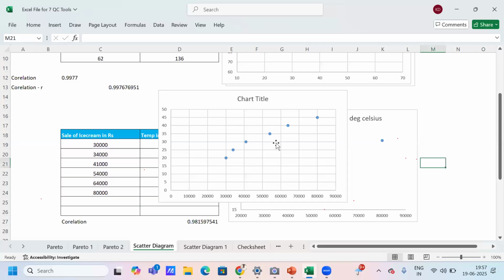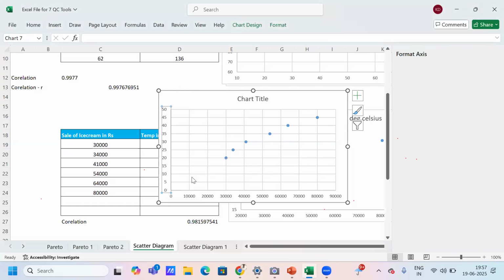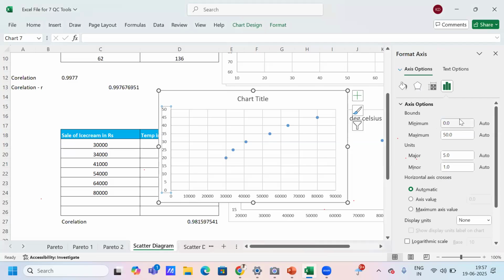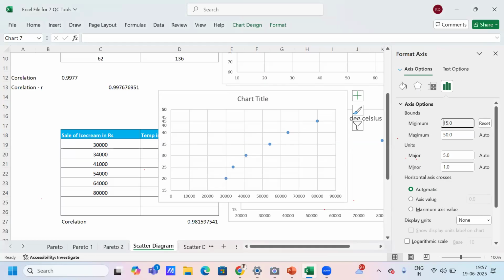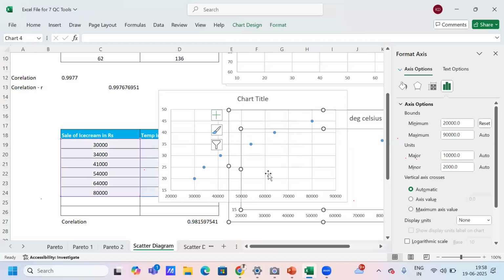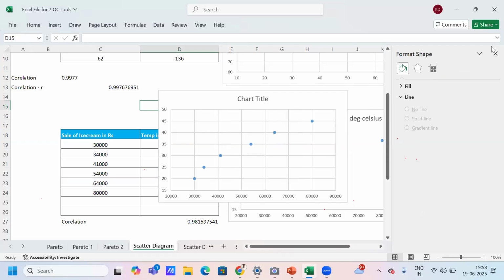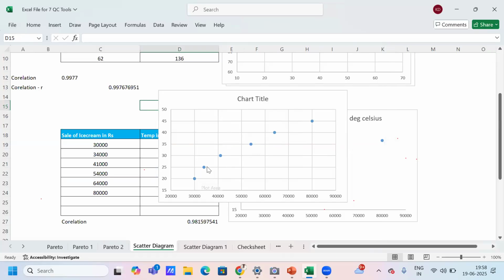So this is the scatter plot. Once again, I can do the format axis. Suppose minimum is 15. And here minimum is 20, for example. So this is my scatter plot. You can name it later on. So this is my scatter plot.